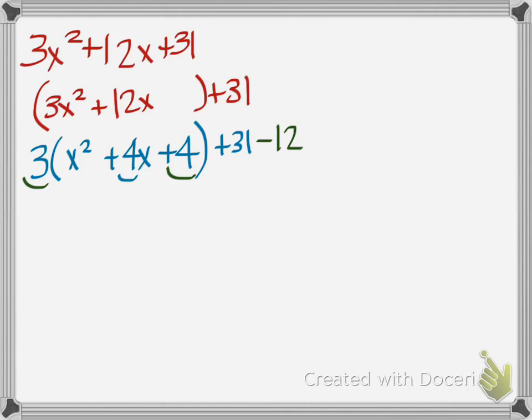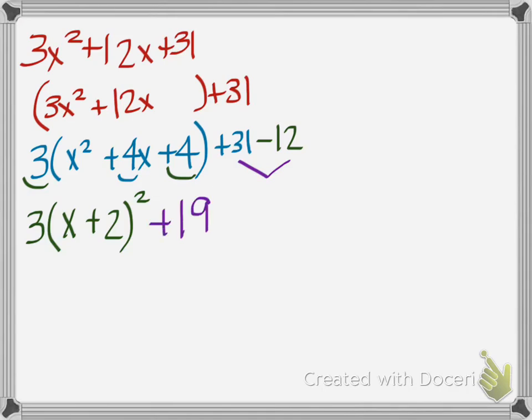The next thing that we're now going to do is factor this perfect square trinomial. So we're going to have 3 times, we take the square root of the first term, so x squared gives us x when we find the square root. We take the sign of the middle term, which is a positive, and then we find the square root of 4, which is 2. So x plus 2 quantity squared, and now we are going to combine the like terms here, or the constants, positive 31 and negative 12. When we do that, we end up with positive 19. Here we have this quadratic equation written in vertex form.